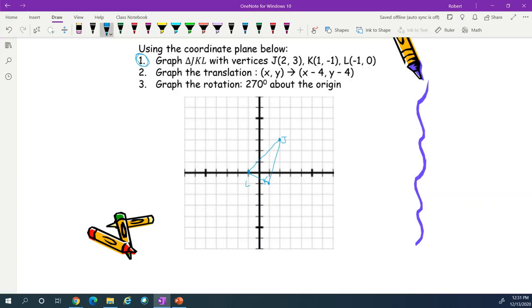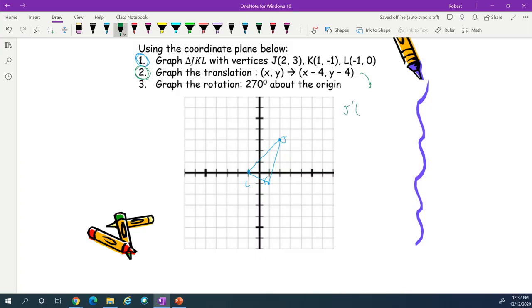So there's our first triangle. We're going to do our second step. I'm going to put my second step in green, and I'm just going to do the work right here. It says take your original point, subtract 4 from the x, subtract 4 from the y. So that means J prime.